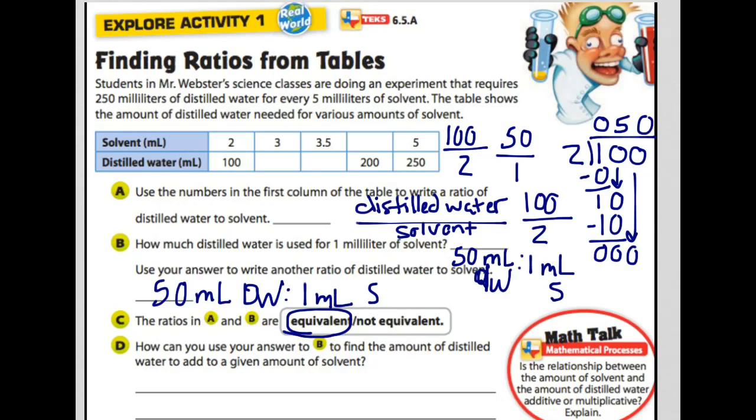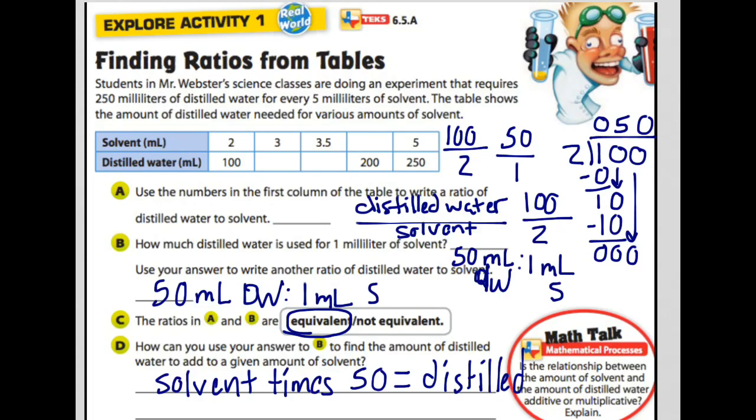How can you use your answer to B to find the amount of distilled water to add to a given amount of solvent? So in answer B, I found the unit rate. I found the unit, I should say the ratio of just 1 to the amount of distilled water. So I can actually multiply the solvent times 50. Solvent times 50 equals the distilled water. So that's my equation that I can use to solve for the rest of the table.